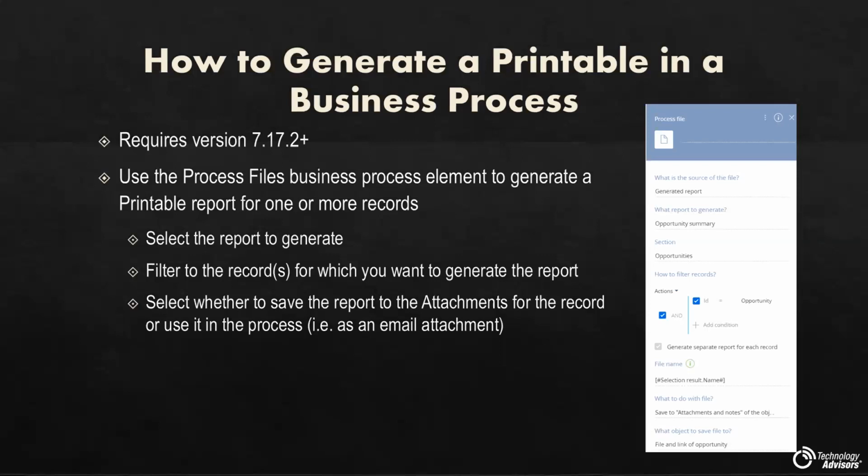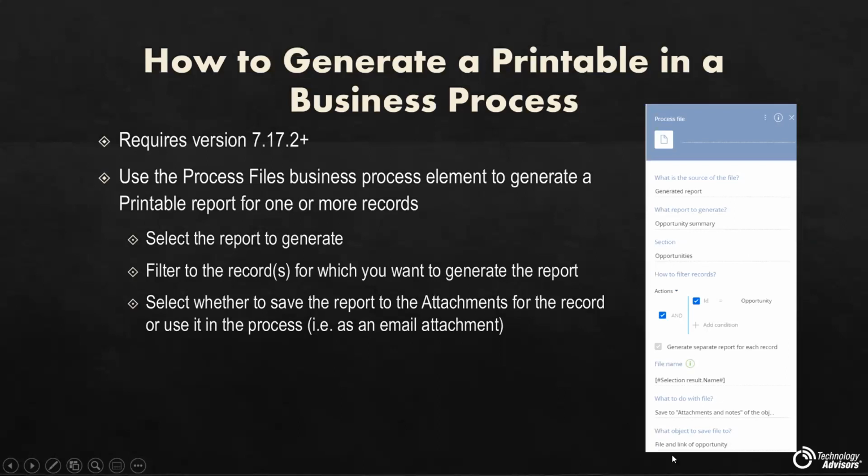And this one's pretty straightforward to use. Pretty much you're just going to pick that you want to generate a report, and what report you want to generate. In this case, I was generating an opportunity summary, what section that's going to pull from, and which records you want this report to generate for. So you could generate individual reports for a group of records and save them under each opportunity, for example, or you can pass in a parameter to identify exactly which opportunity you want to generate it for.